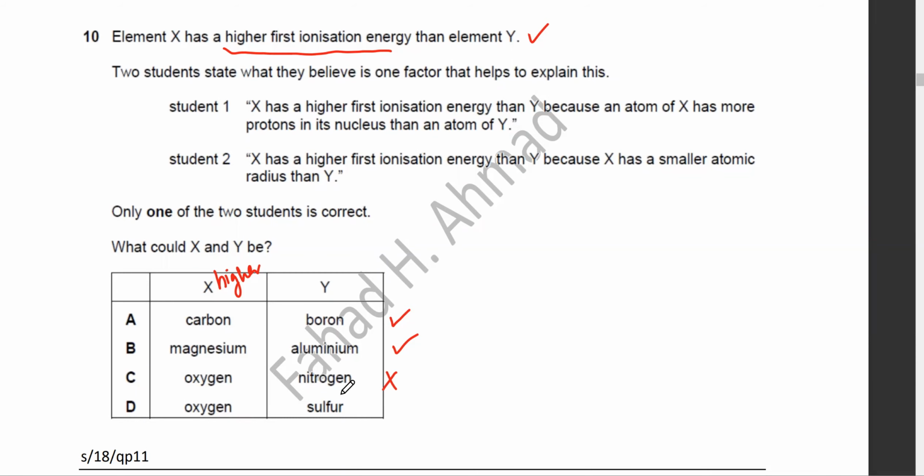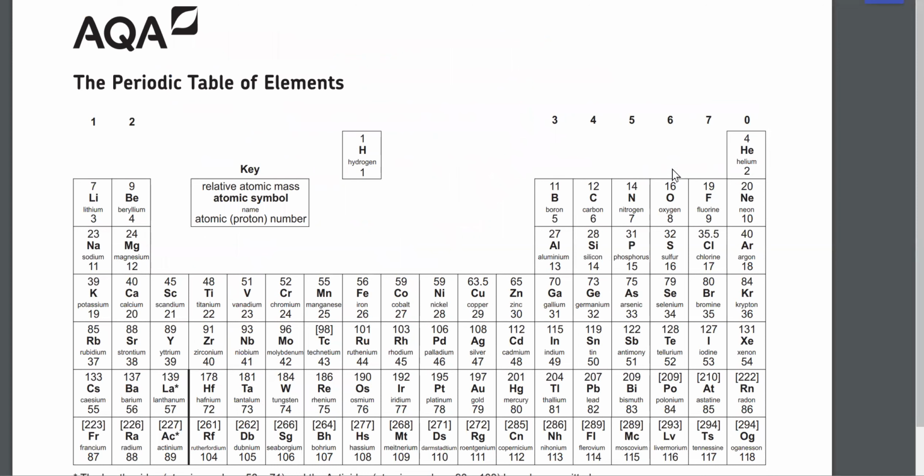And is oxygen going to have a higher ionization energy compared to sulfur? So here's oxygen and here's sulfur. Is oxygen going to have a higher ionization energy compared to sulfur? What happens down the group? Yes, it does. Down the group, the ionization energy decreases. It becomes easier to remove electrons when you move down the group because the size of the atom increases.